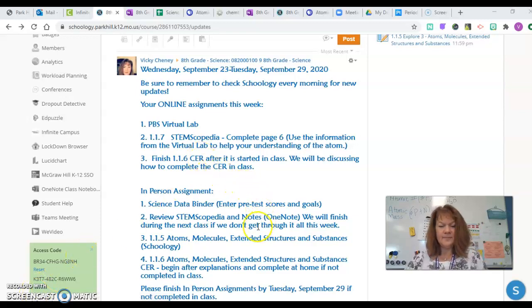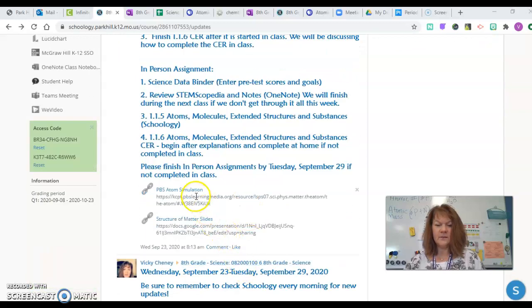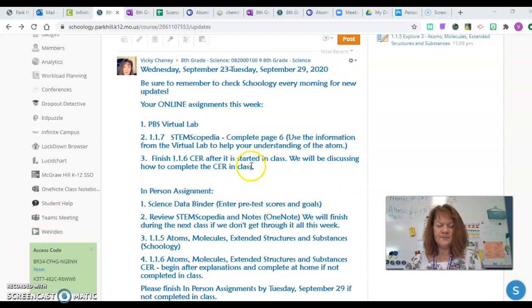So this time I would like for you guys to look at your Stemscopedia and your notes on OneNote. And if you notice up here, part of the assignment is a PBS virtual lab. There is a link right down here. It's a simulation that I want you to go through. And you can use that simulation to help you complete page 6 in your Stemscopedia, where you have to draw the atom and understand the atom.